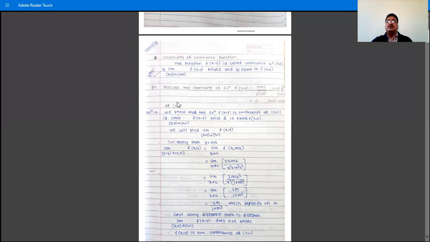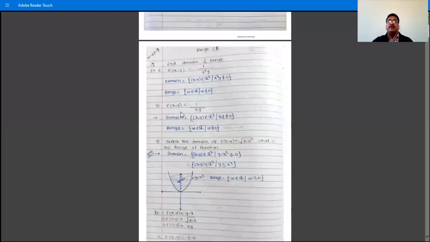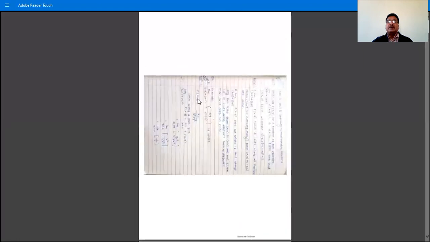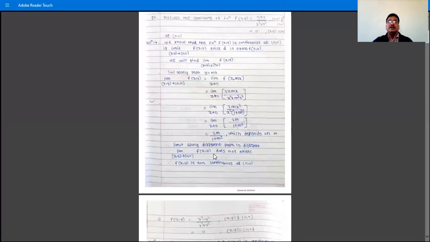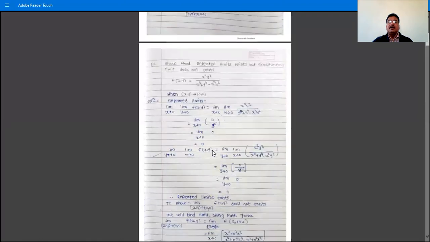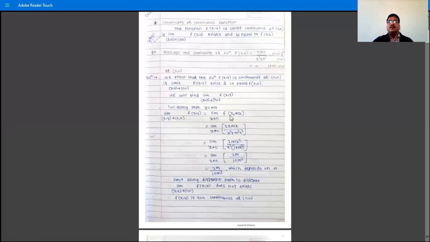Suppose the same problem, the first problem: here is 2xy divided by x square plus y square. Obviously, this limit again does not exist. The given function is f(x, y) equal to 2xy divided by x square plus y square, if the ordered pair (x, y) is not equal to (0, 0), and equal to 0 if (x, y) is equal to (0, 0).